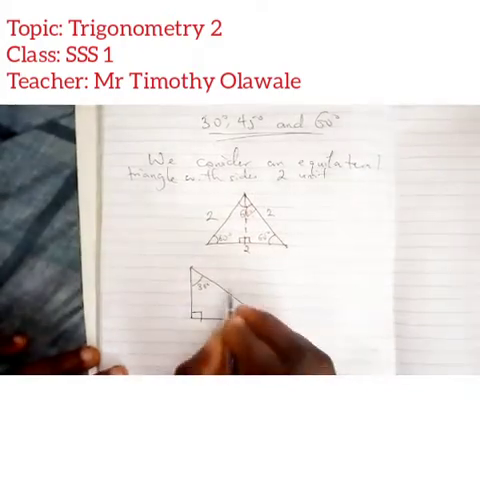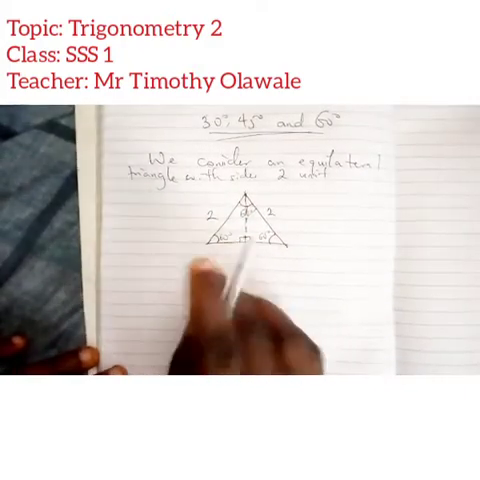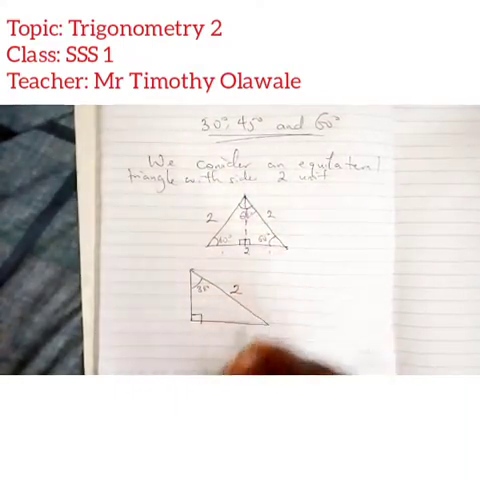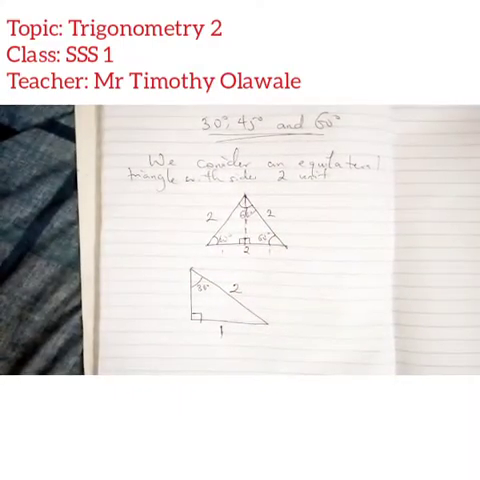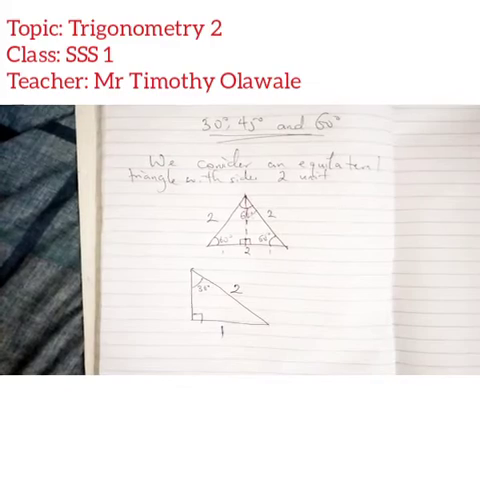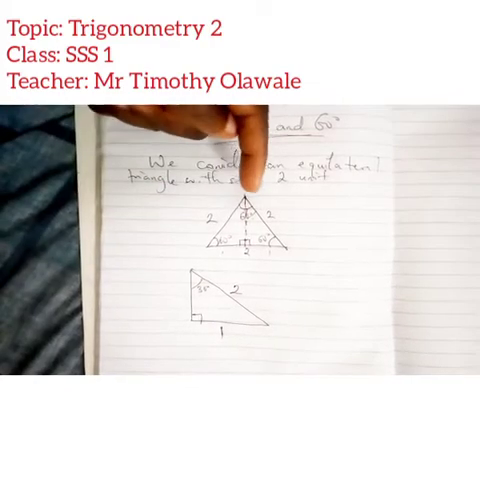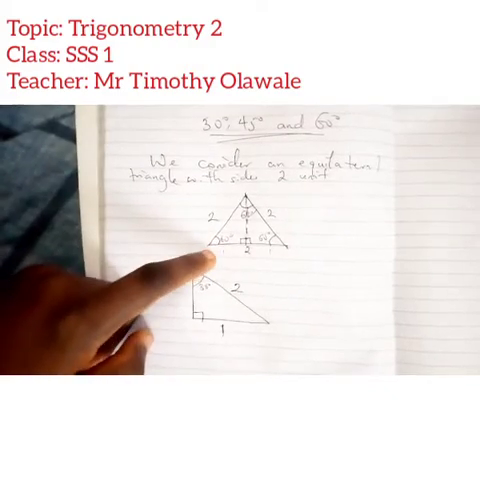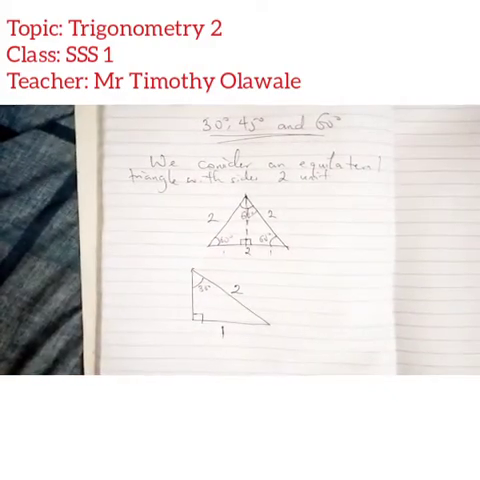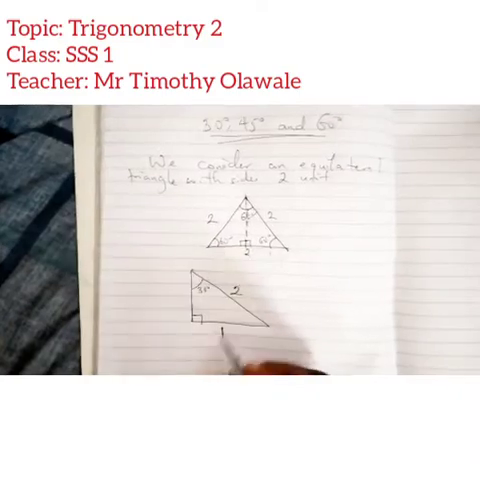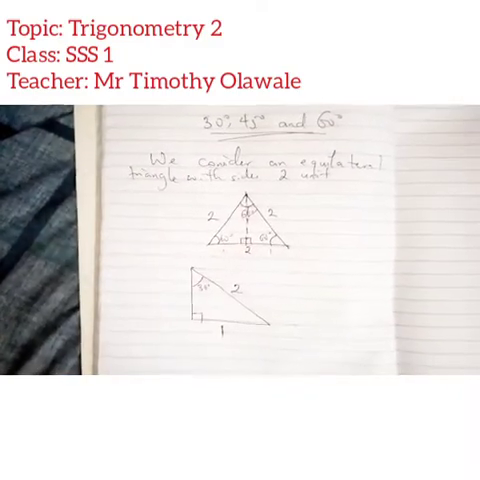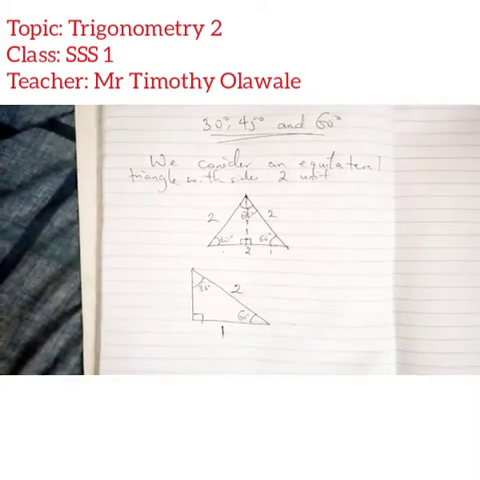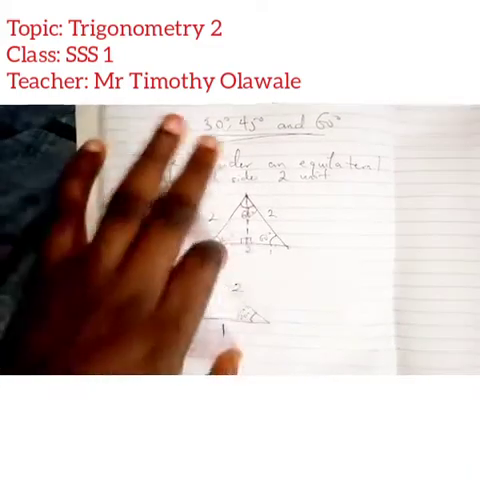Now, this is still 2. And this side of 2 we have divided into 2. It now becomes 1, 1. So this is 1. Did you get that? So we projected a line that divided this angle and also divided this line. It's a bisector. Now this is 2, this is 1. This is a right angle triangle. And this is 30 degrees, and remember that there's a 60 degrees there. Are you getting what I'm saying?